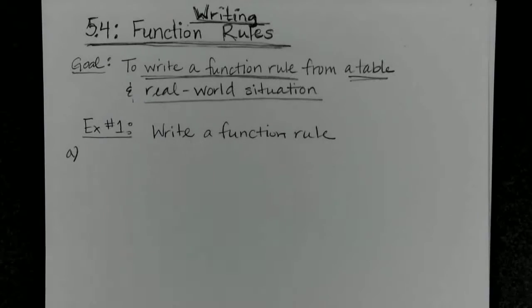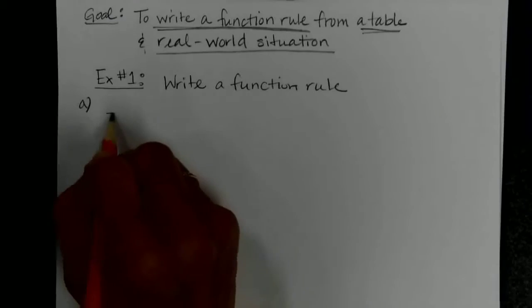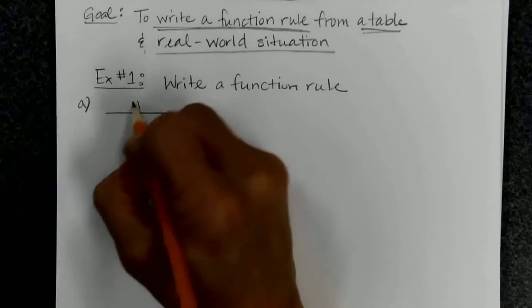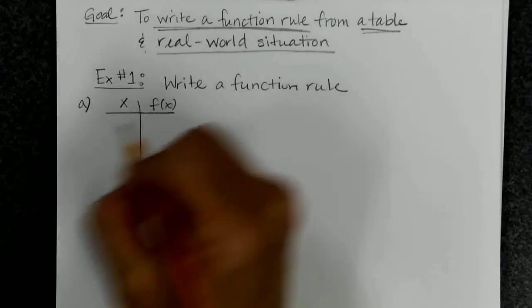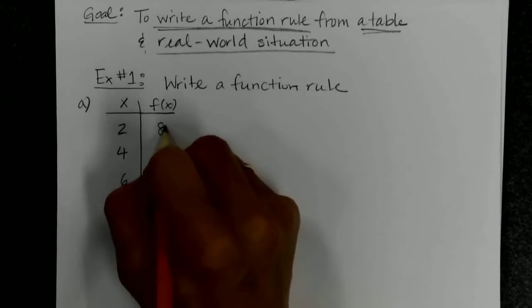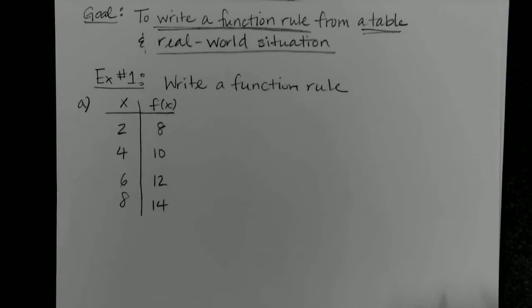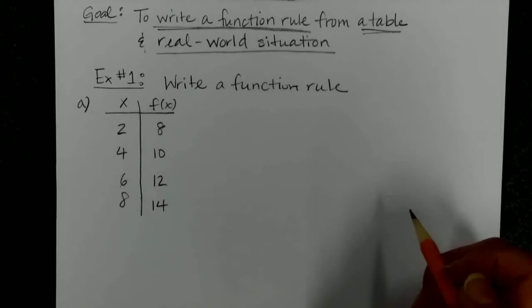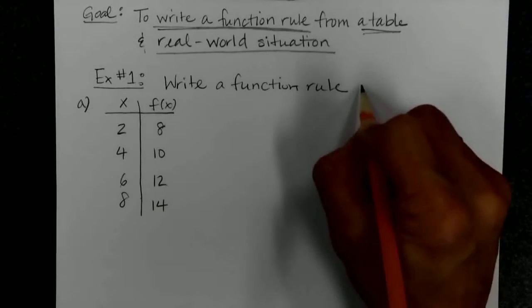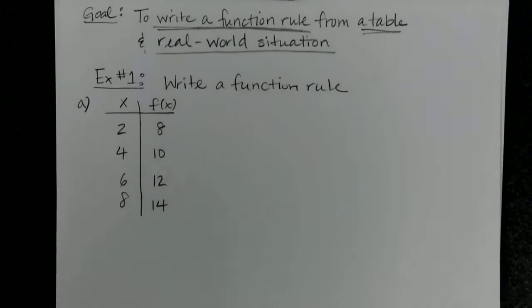I'm going to give you 3 different types of examples for writing a function rule from a given table. In this first one, we are given the domain of 2, 4, 6, 8, and then the range is 8, 10, 12, and 14. To determine what the function rule is, I'm going to show you some methods to consider. And remember, the function rule, another word for that, is an equation. So we want to write an equation which will create this table.